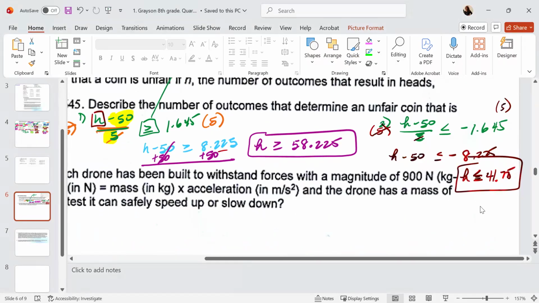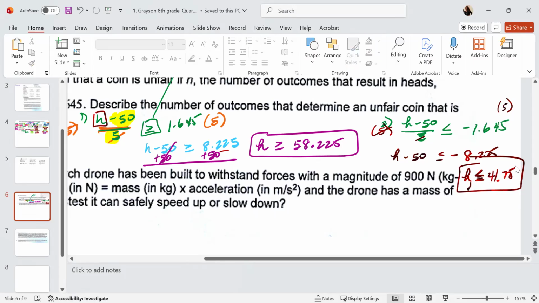So what's your answer? H is greater or equal to 58.225, right? And H is less or equal to 41.775. You can't have 0.75 above, right? So this one, you round down. So you just say H is less than or equal to 41, okay? This one, you can't have 0.225 over the point. You know what I mean? H is greater than or equal to 59. You round up. You see that?